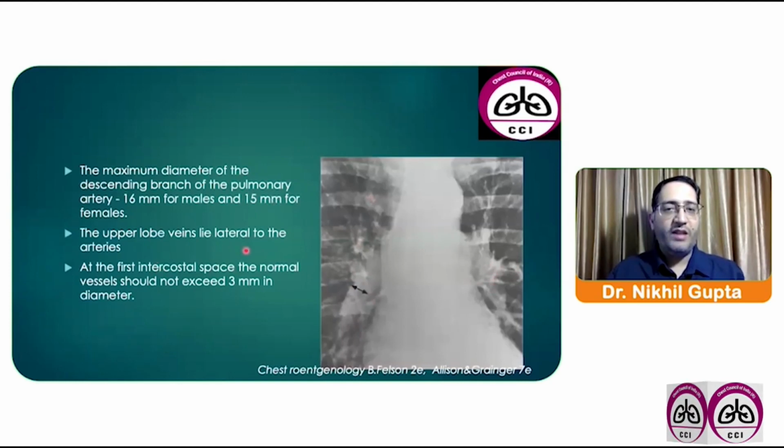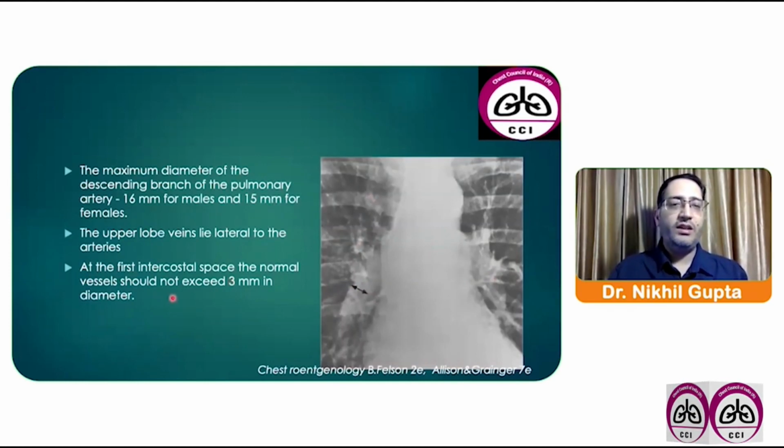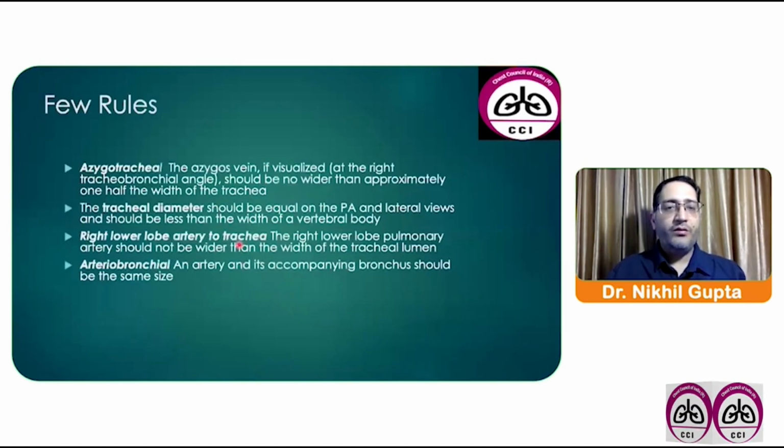The upper lobe veins lie lateral to the arteries at the first intercostal space. The normal vessel should not exceed 3 mm in diameter. The azygous vein dilatation is more than 6 mm on upright PA radiograph or more than 1 centimeter on supine radiograph. Few rules are there.